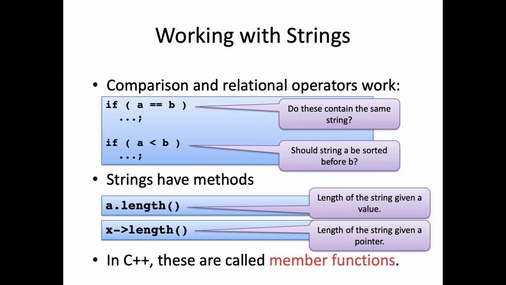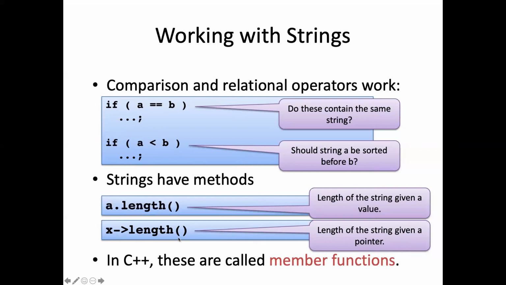If you want to call length on an instance of a string, it's just dot length. And since you're calling a member function, you put parentheses around the parameters. This one doesn't take any parameters. So here I just left the parentheses empty, just like you would have in Java. If I had a pointer to a string, arrow length would give me the length.